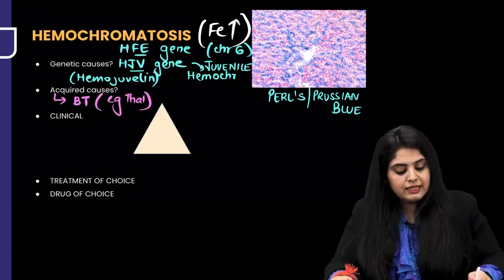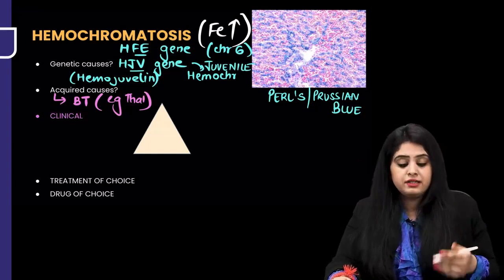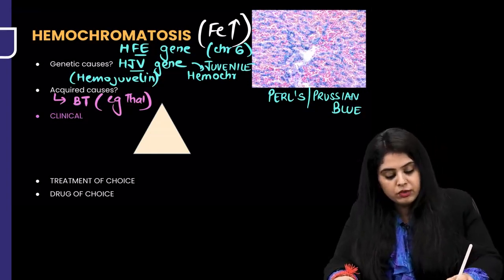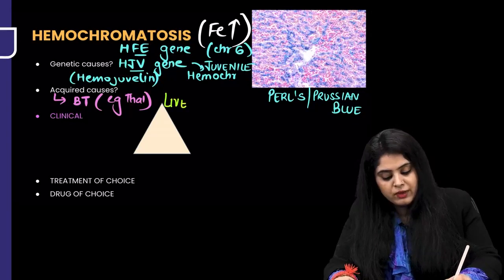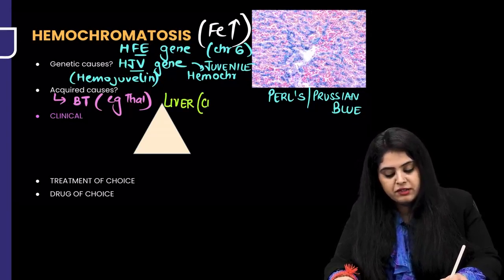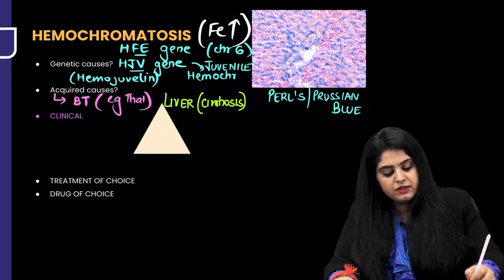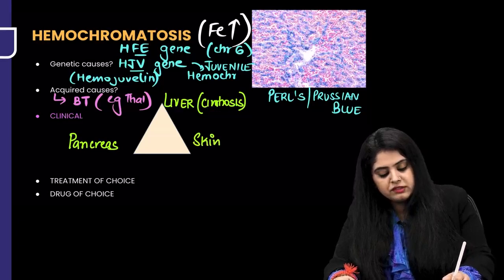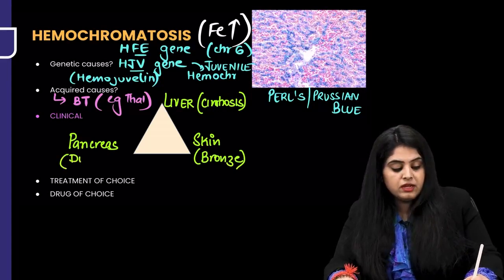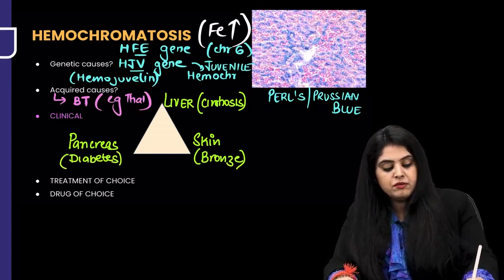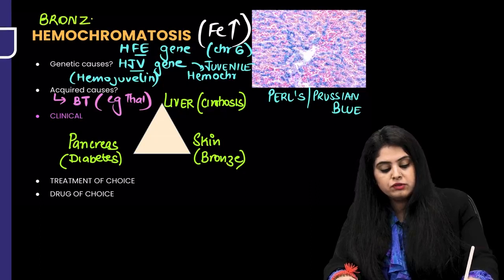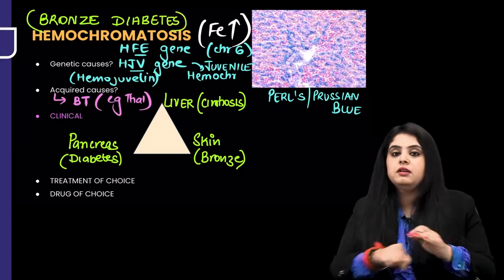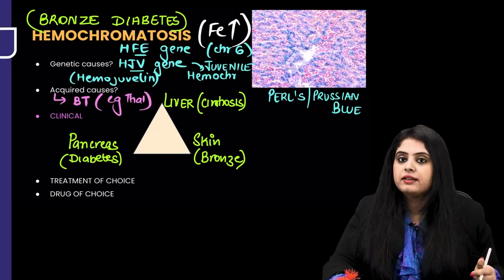Now, what are the clinical aspects? Where will the iron go and sit? You will say, ma'am, you are reading the chapter of liver. So iron will sit in the liver, and of course it will cause cirrhosis of the liver. But iron will also sit in the pancreas and in the skin. In the skin there is going to be a bronze color, and in the pancreas, diabetes. So what is the other name of hemochromatosis? It is also known as bronze diabetes: bronze because of skin pigmentation, and diabetes because of the pancreas.